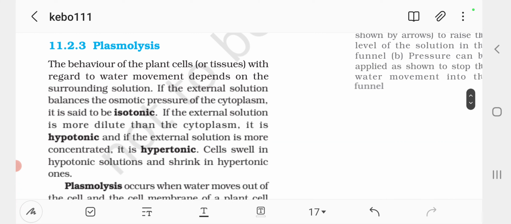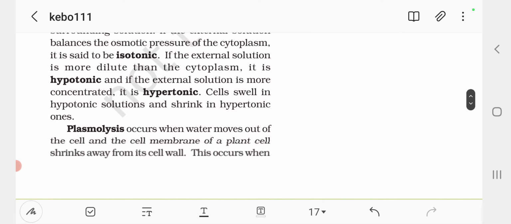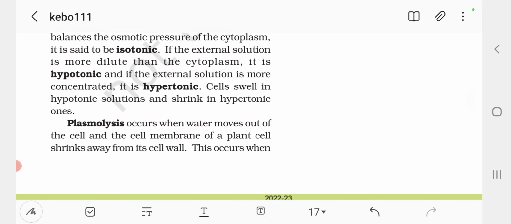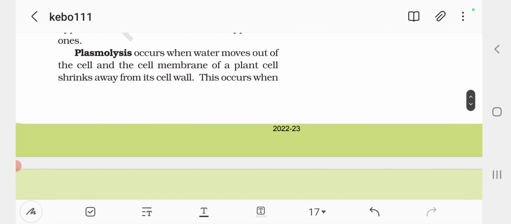11.2.3 Plasmolysis. The behavior of plant cells or tissues with regard to water movements depends on the surrounding solution. If the external solution balances the osmotic pressure of the cytoplasm, it is said to be isotonic. If the external solution is more dilute than the cytoplasm, it is hypotonic. And if the external solution is more concentrated, it is called hypertonic. Cells swell in a hypotonic solution and shrink in hypertonic ones.